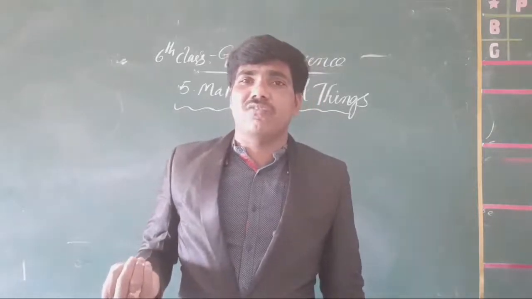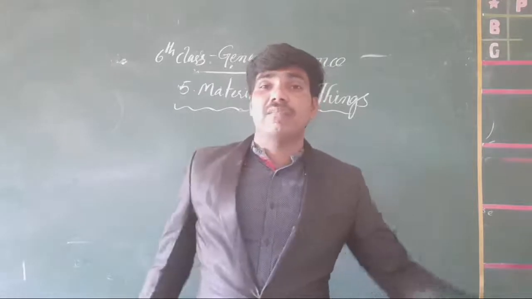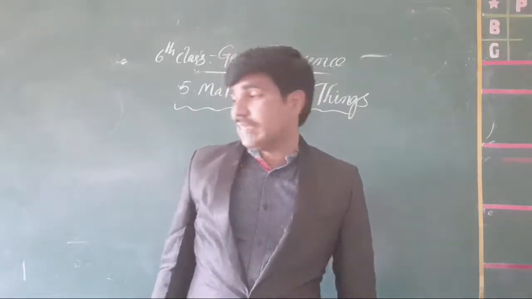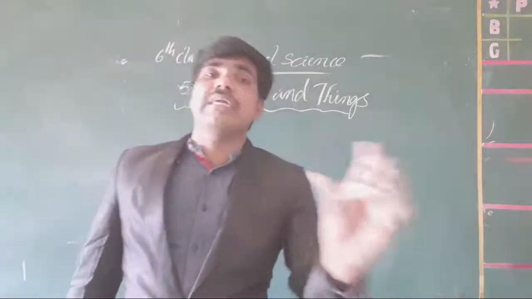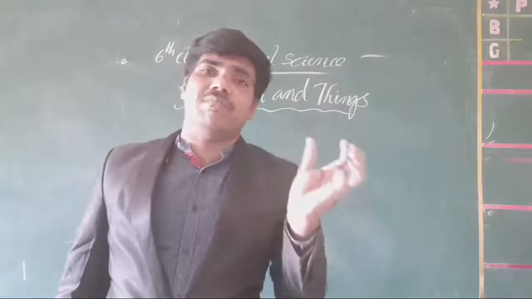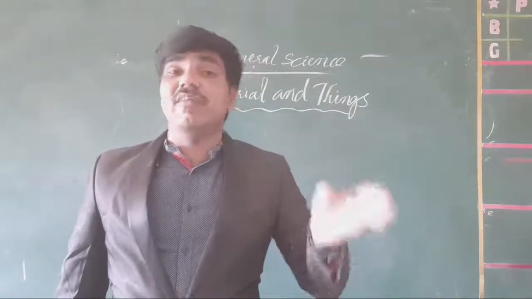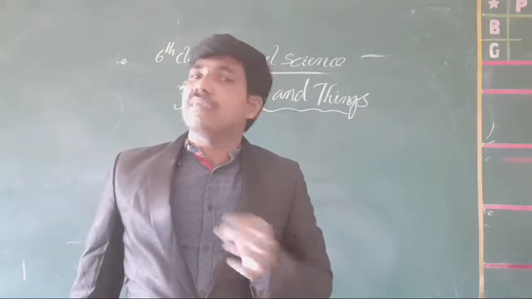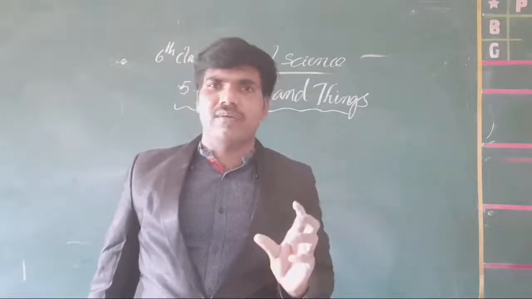Clear or not, all the students? Why are some things broken? Why are some things not broken? Because this material is made of some particular things, and that material is made of other things. If the same material is used, it may break.